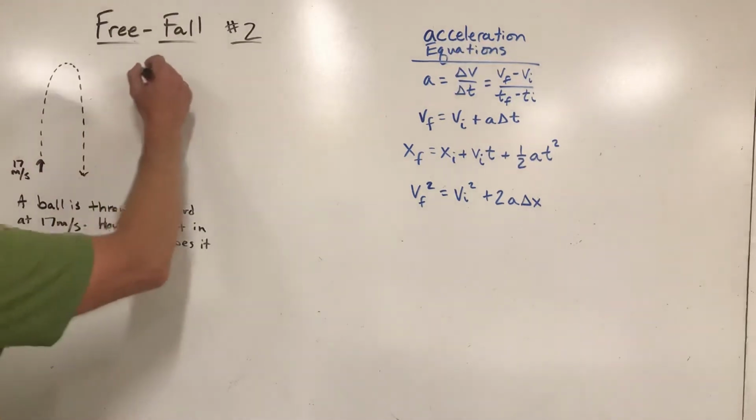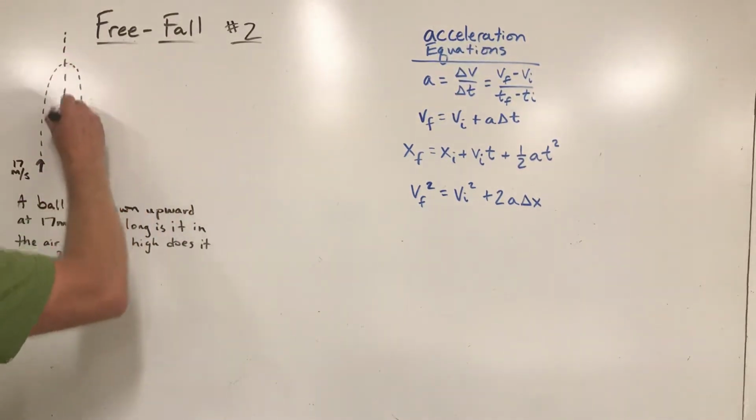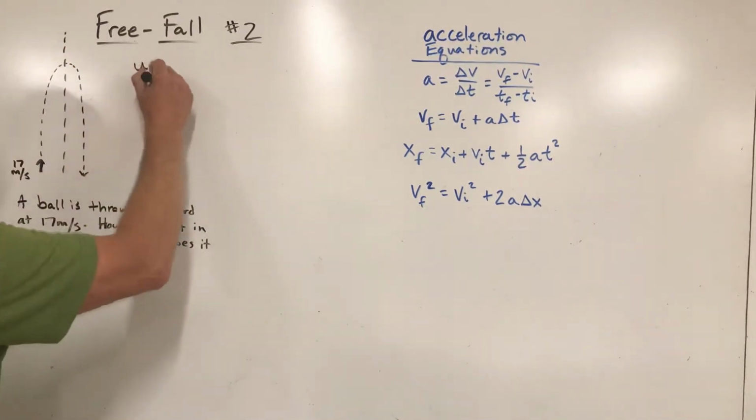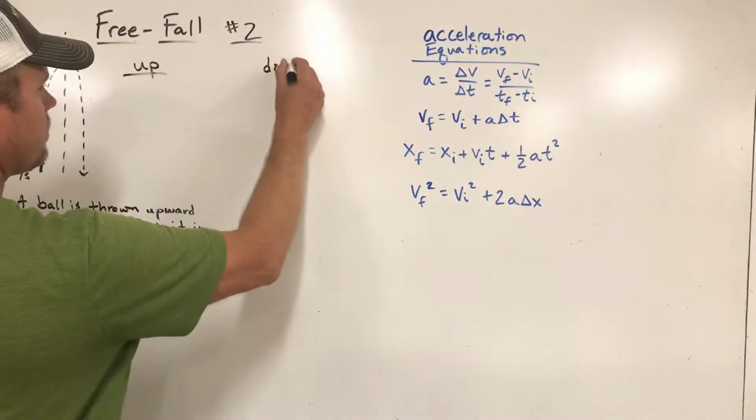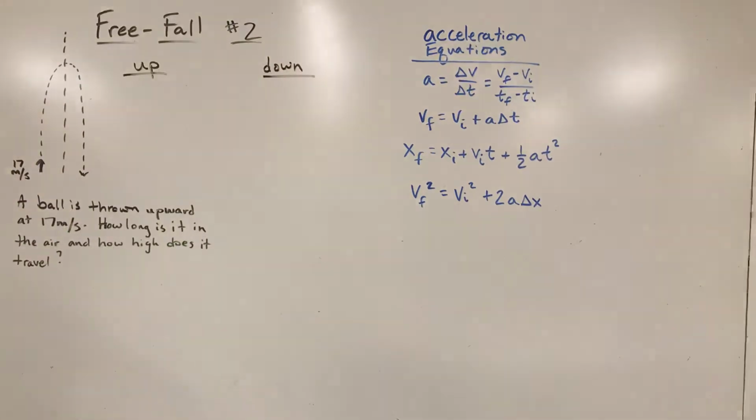So what I'm going to do is break this in half and say, let's analyze the up situation, and then let's analyze the down situation, okay? And if you look at it this way, you actually have more information here than you think. I know that it starts at 17 meters per second going up. If we just look at the upward portion of this, it starts at 17. That is my initial velocity.